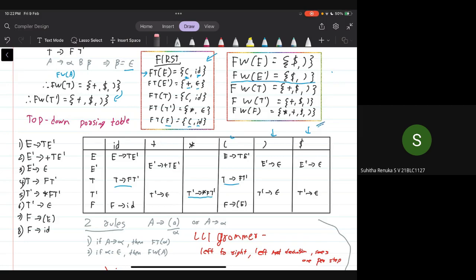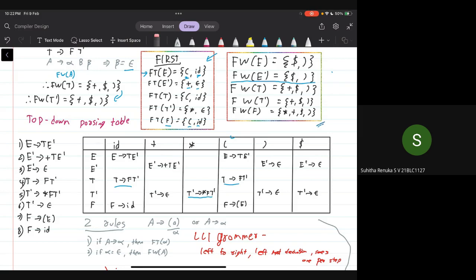Now where do we write star? We have written star here. There's another rule also, T dash goes to epsilon. That only we are writing here. Wherever the first has epsilon, it has a grammar that also says going to epsilon. First of F, I have to write under dollar, opening, and id.